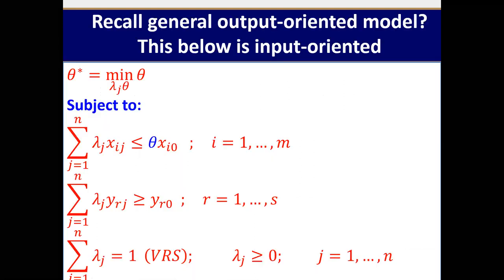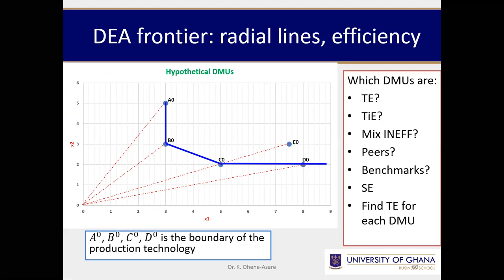Now, let me just go back because I need to teach you something very important, because you're going to do some of these things in your work. So focus and follow me rigidly now. Some of the firms are on the frontier, but they are also still dominated. Some of the DMUs are on the blue line frontier here, but at the same time, they are dominated by some of the other DMUs.